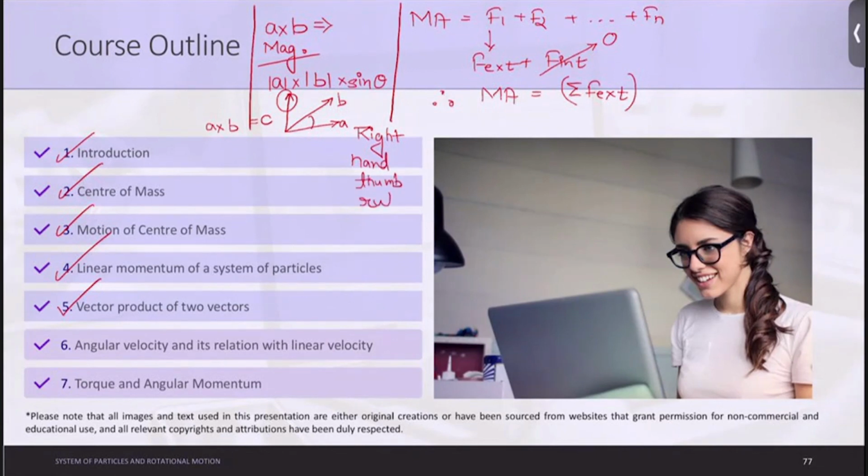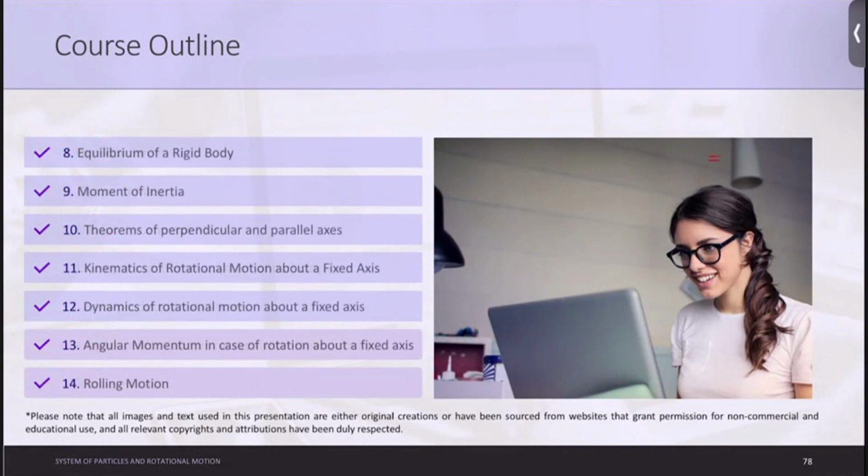In this concept, we also understood different properties of the vector product. To understand it again, you can refer back to that complete lecture on the vector product of two vectors. Moving forward, we understood angular velocity omega, angular acceleration alpha, then torque, and angular momentum. Then in the seventh concept, the equilibrium of a rigid body, we understood that to attain equilibrium we need translational equilibrium and rotational equilibrium. So for translational equilibrium, what are the equations required?